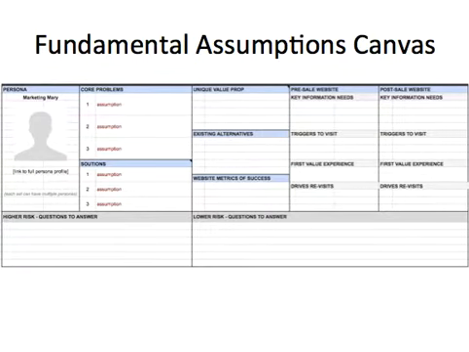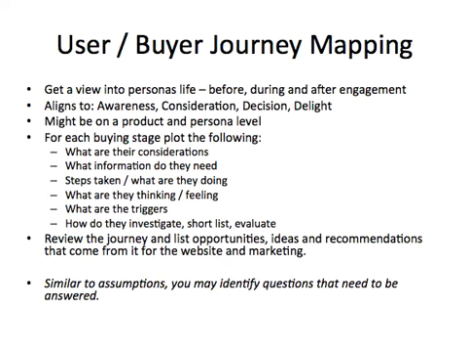Right, so moving on to the next stage, which is your user or buyer journey mapping. It's you getting a view into the persona's life before, during, and after the engagement with them. It aligns really nicely to the final stages of awareness, consideration, decision, and delight, top of funnel, middle funnel, bottom of funnel, whatever you prefer. And it might also be at a product level. So it might be, for example, marketing Mary, and you might be selling a particular product, and the user journey or buyer journey would be different to a different product.